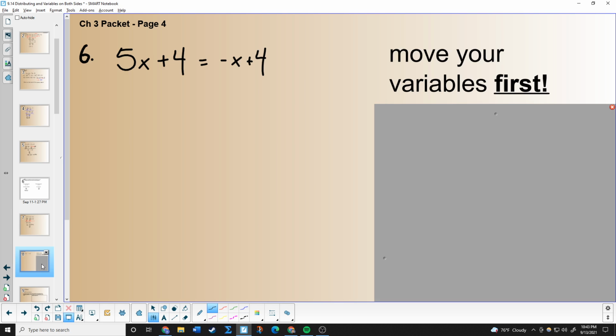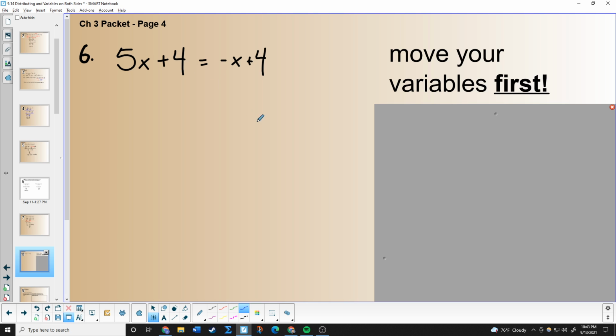Let's take a look at our last one I want to do together, and then, like I said, you'll finish the page. This is number 6. So 5x plus 4 is equal to negative x plus 4. My advice is that I want you to move variables first. Always. So either pick this 5x to get rid of and move it to the other side, or pick this negative x and move it to the other side.